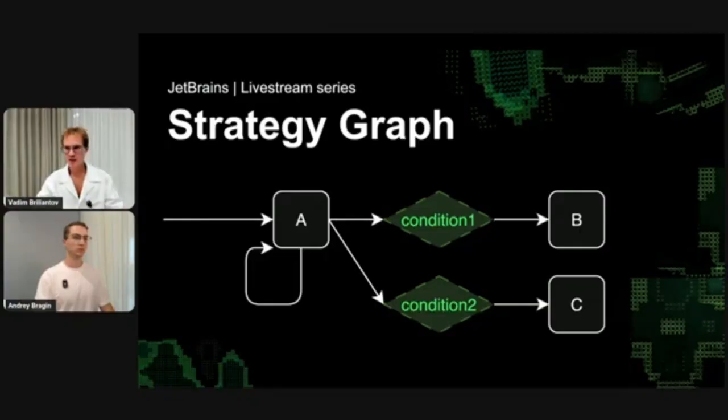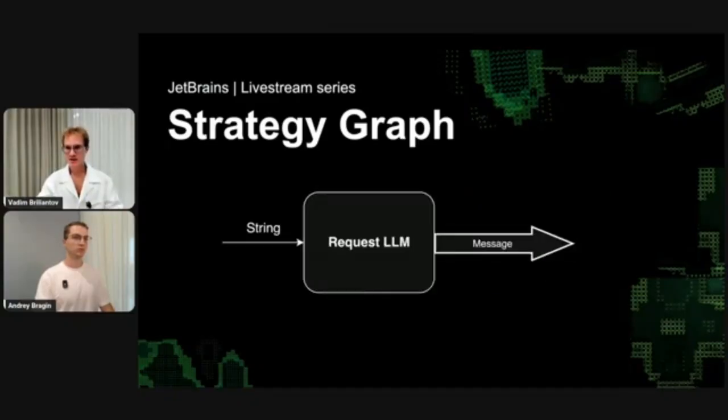Let me bring some more concrete examples. Requesting the LLM is actually a node. It takes a string, the user message, and it produces the message from the LLM, which can be, as we mentioned before, either an assistant message or a tool call.